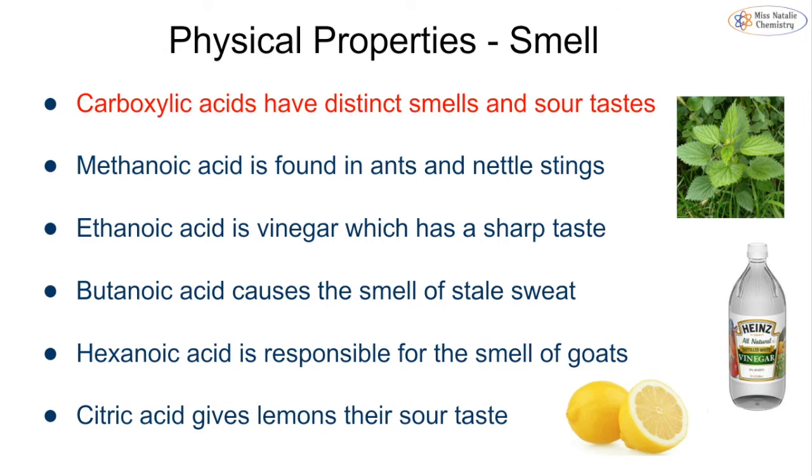Now, as with the aldehydes and ketones, carboxylic acids have very distinct smells and they have particular sour tastes. You are not expected to memorize these smells or sour tastes. It is just for your information, but the ones that are probably most key are ethanoic acid, which is in vinegar, so it gives it that sharp taste, and citric acid is what gives lemons their sour taste as well.